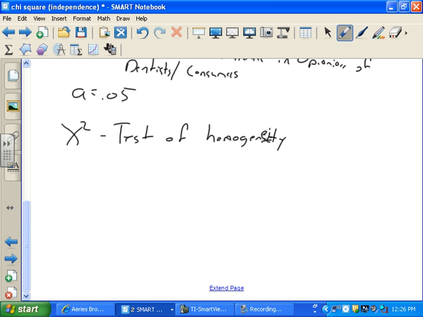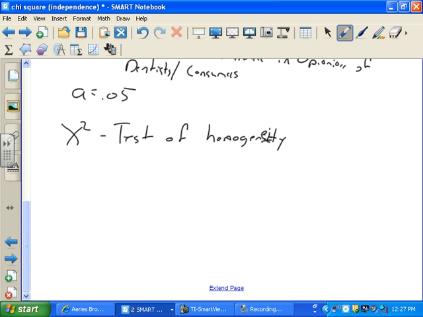Chi-square test of homogeneity. Again, on an AP exam, if you're doing a chi-square test, there are three chi-square tests. Yesterday, goodness of fit. Today, test of homogeneity. Tomorrow will be test of independence, but we'll get to it a little bit today. Identifying the names is one of those half-point deductions. You can get almost full credit, but they still will deduct you if you don't name it correctly.